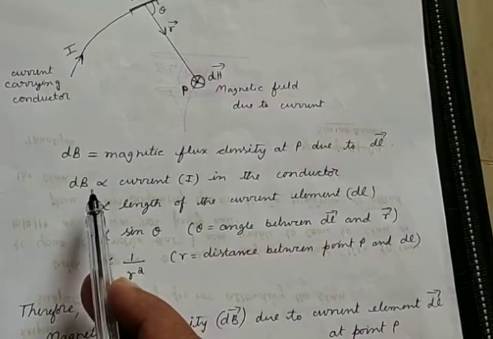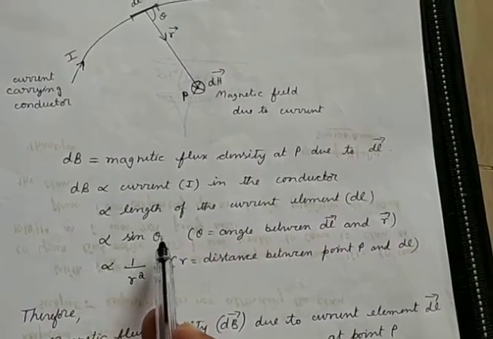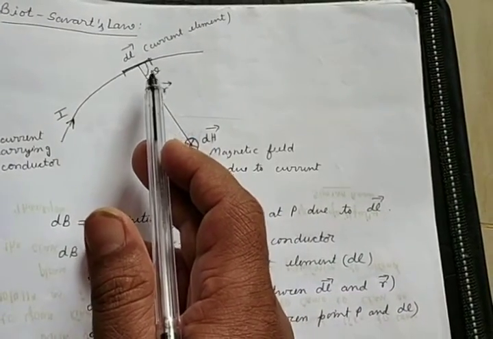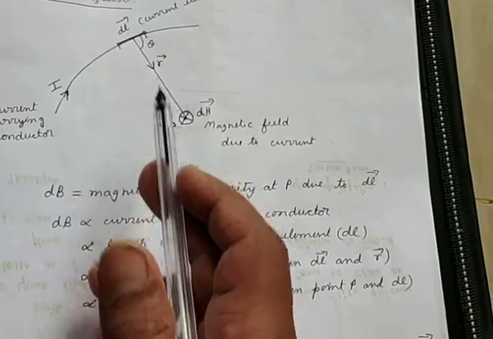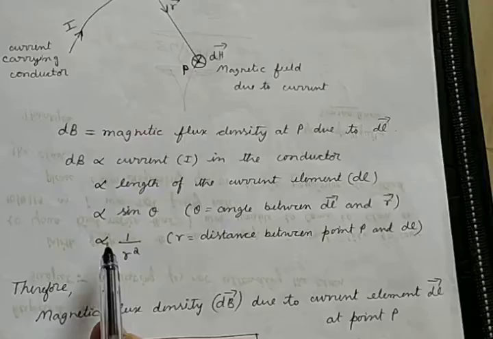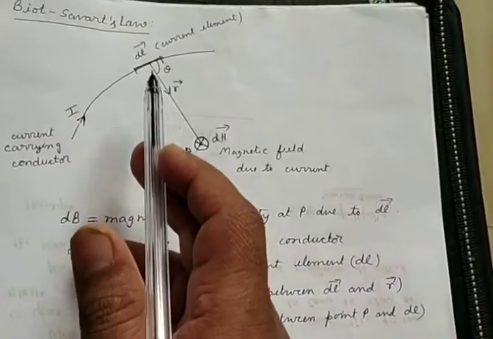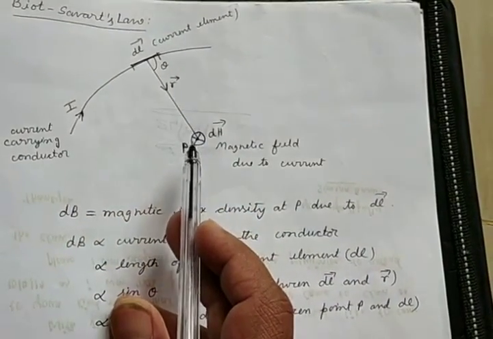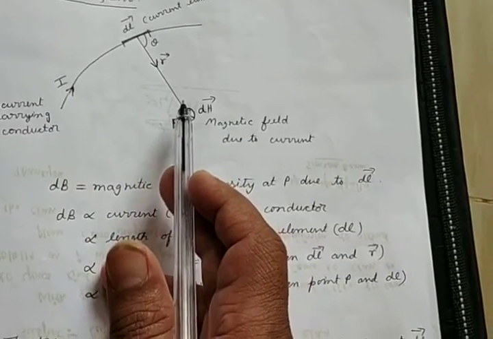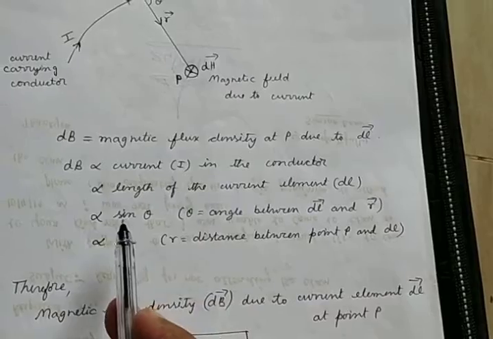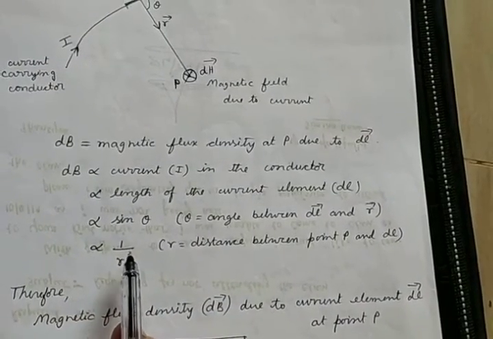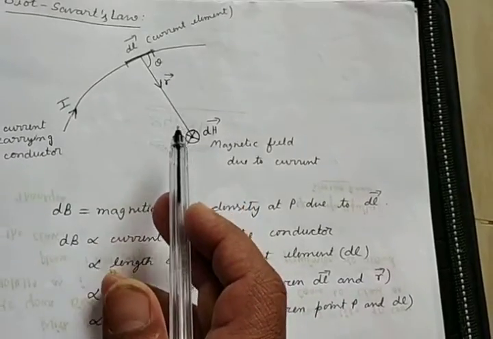The magnetic field dB is also proportional to the sine of the angle theta. So here the angle is theta. If the sine theta value is increased, then the magnetic field will also increase. And then it depends on the distance between the current element and the point P. If the distance is increased, then the magnetic field produced will decrease, and it is proportional to 1 by r square. It's inversely proportional to the square of the distance.